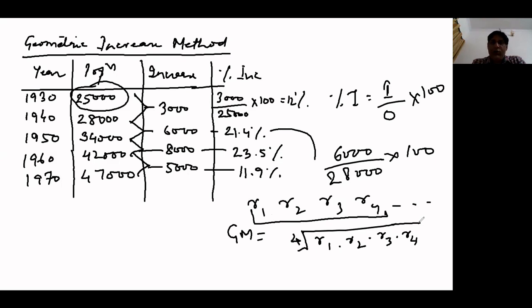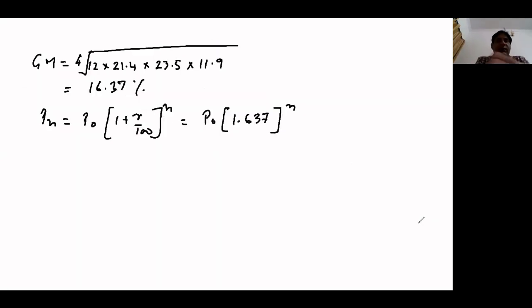So once we calculate the geometric mean, the formula for the population after nth year goes as Pn is equal to P0 (1 plus R by 100) to the power n. This is 16.3%. This is the value of R. Once you put this value, you get to this point, right?